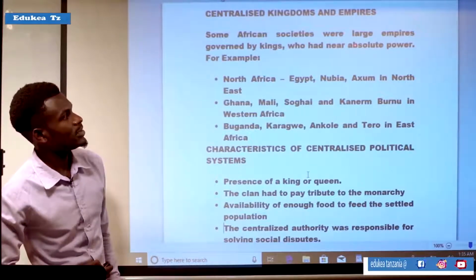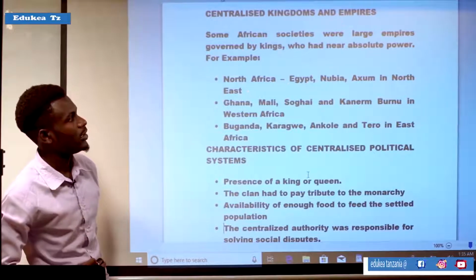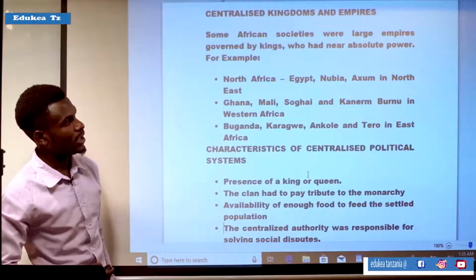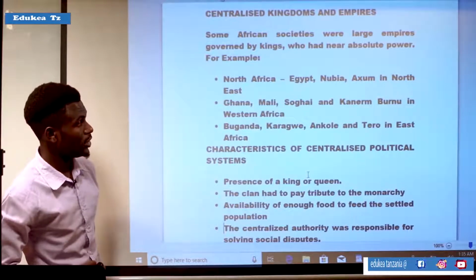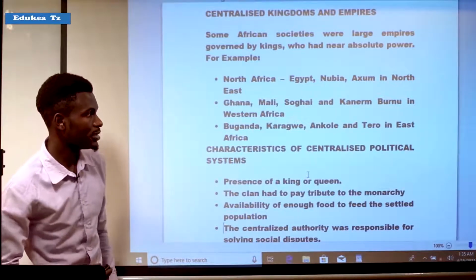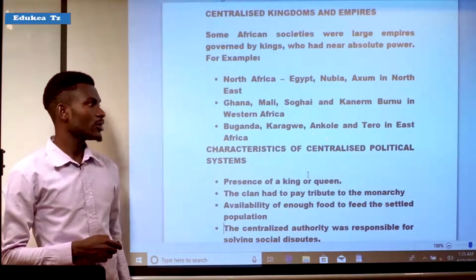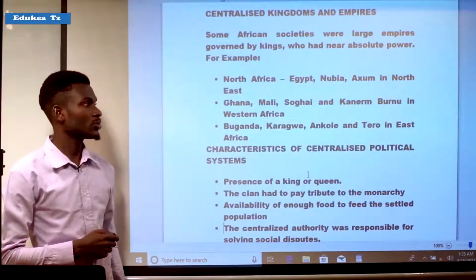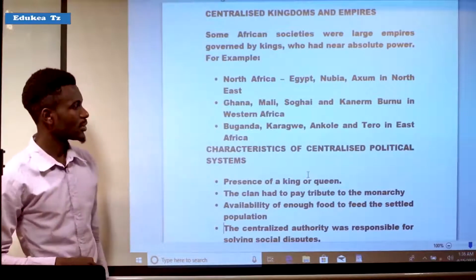Some African societies were large empires governed by kings who had near absolute power. For example, North Africa and Egypt, Nubia, and Axum are examples of centralized kingdoms, while Ghana, Mali, Songhai, and Kanem-Bornu were centralized states in West Africa. Buganda, Karagwe, Ankole, and Toro were in East Africa. So these were examples of centralized states or kingdoms.